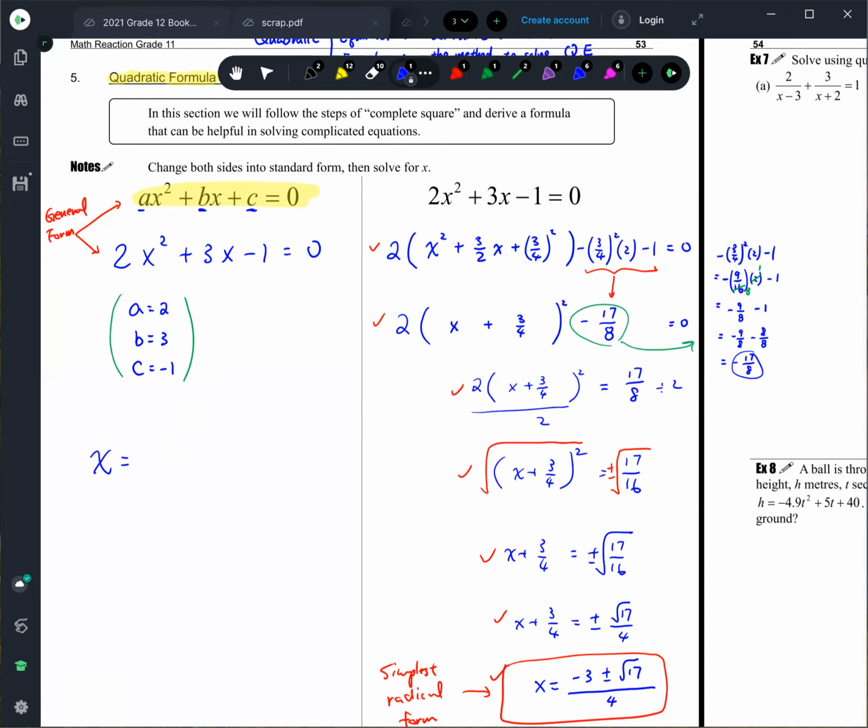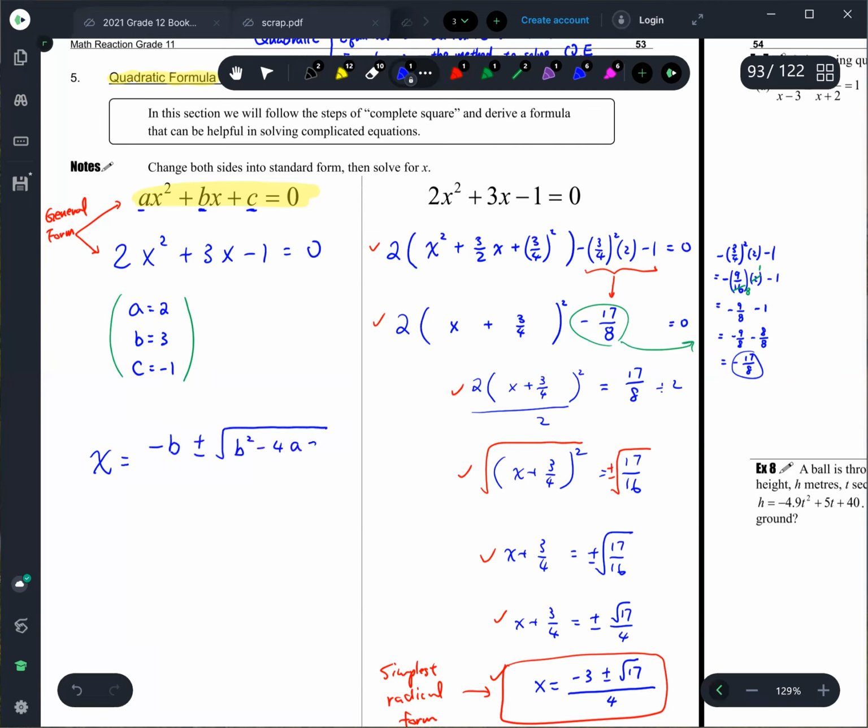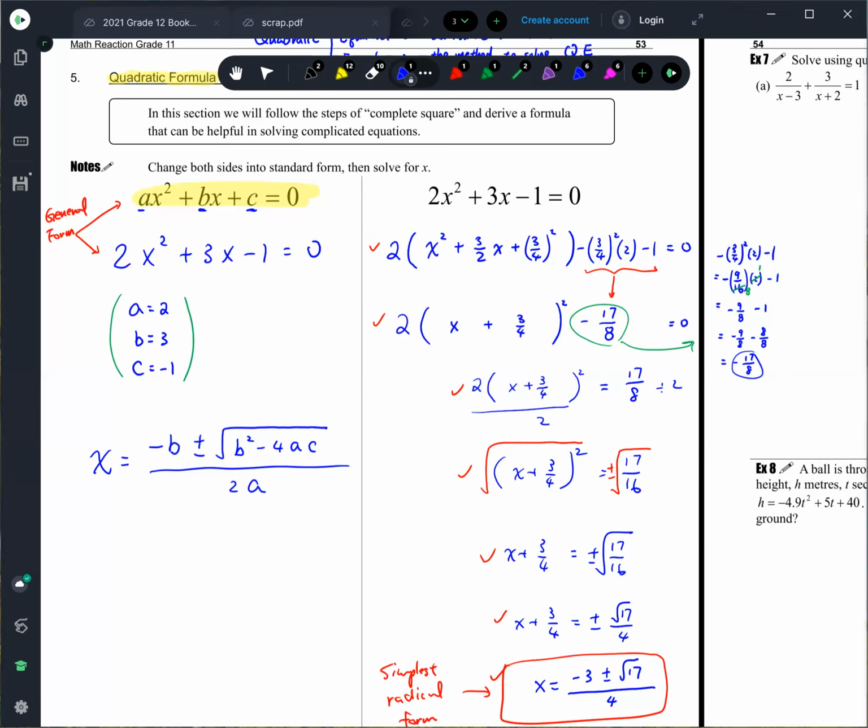Yeah. Okay, so now the formula looks like this. You can copy this down. Negative B plus minus square root B squared minus 4AC all over 2A. Okay, a lot of letters, right? All right, so can you raise your hand after you copy this down?